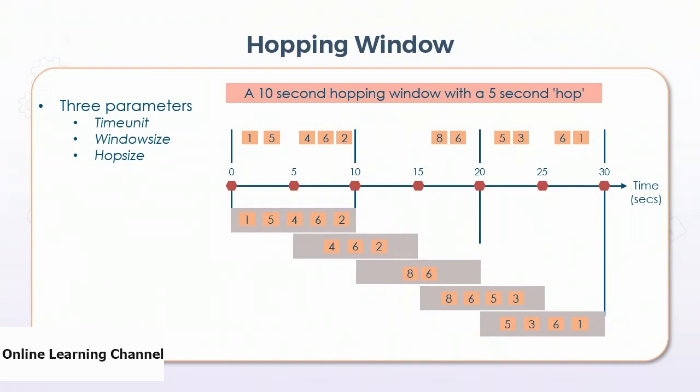Hopping windows are useful for things like rolling averages. In the example, the average of the values could be calculated every 5 seconds, and it could take the last 10 seconds of data into consideration for each average. An interesting detail is that a tumbling window is actually a special type of hopping window, where the hop size is equal to the window size.